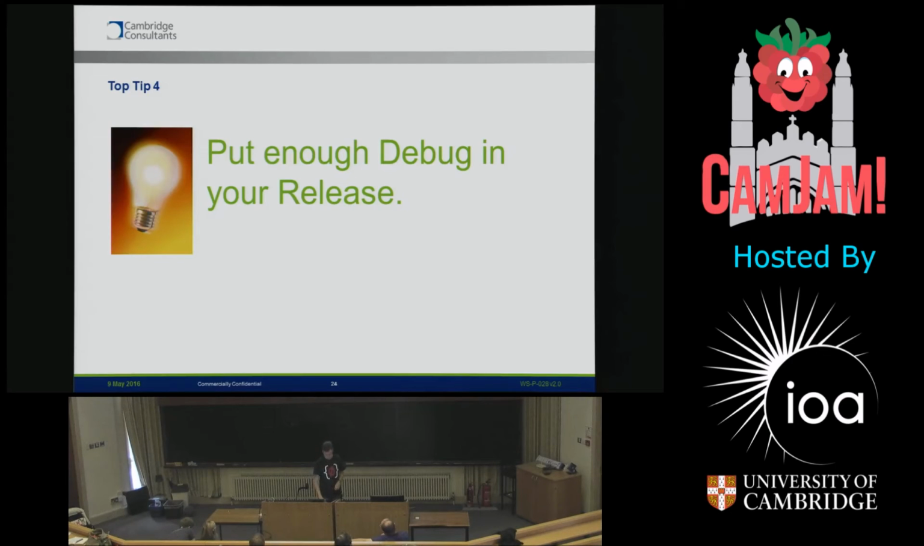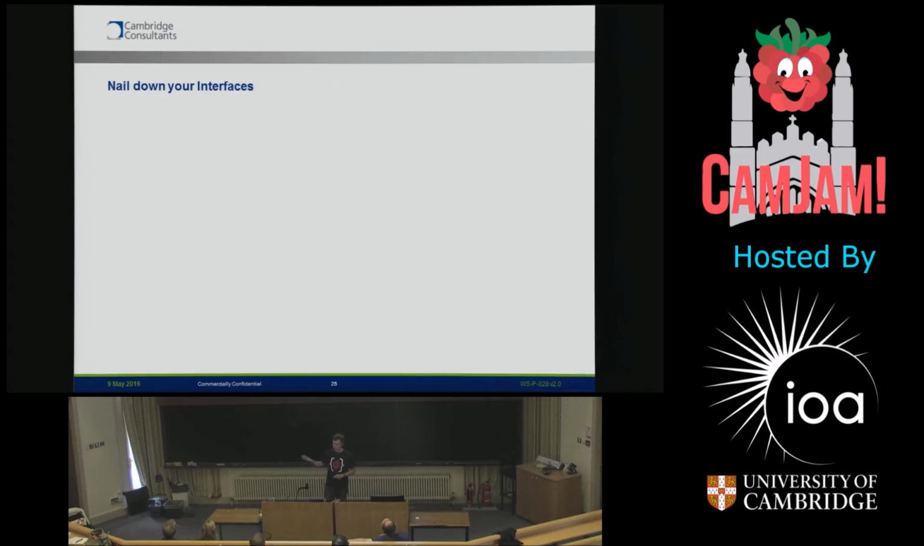So the tip is, put enough debug code in your release build. You could switch it on with a software flag maybe. Maybe it just ticks away in the background and goes nowhere. But you should be able to debug your release build.